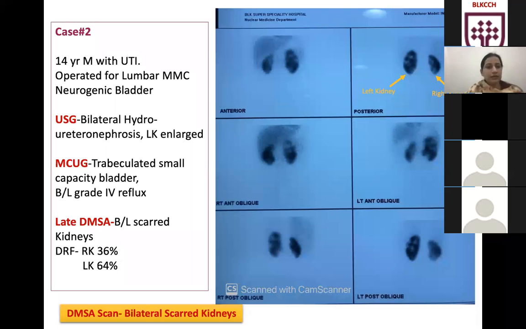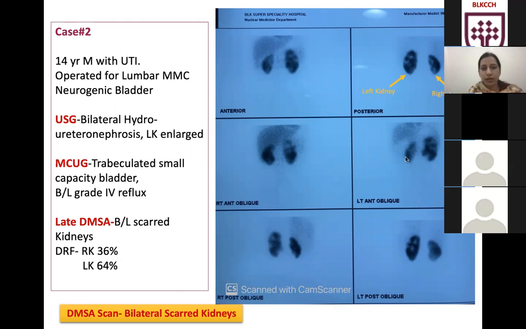Another child, this is a 14-year-old boy with UTI. He was operated for lumbar meningomyelocele, and he is a known case of neurogenic bladder. And now he was admitted with a urinary tract infection. He was not doing any clean intermittent catheterization or was not on any UTI prophylaxis. The ultrasound showed bilateral hydroureteronephrosis, left kidney was enlarged. MCUG showed bilateral trabeculated small capacity bladder with bilateral grade 4 reflux. A DMSA scan showed bilateral scarred kidneys.